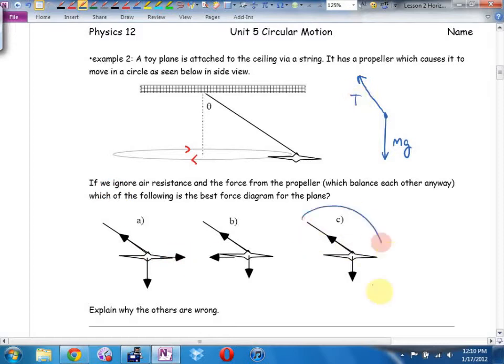This one. Hey, wait a minute, Mr. Dueck. I thought you said that my force had to be towards the center. It is. Doesn't look like it. Ah, watch.